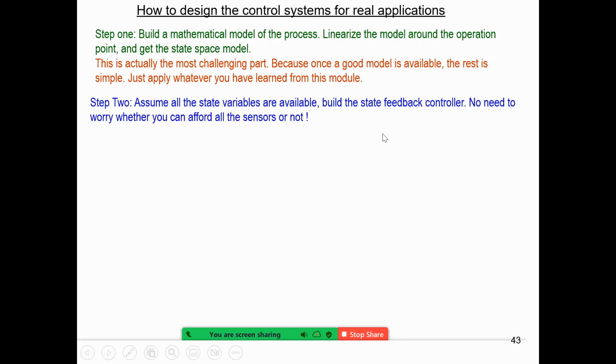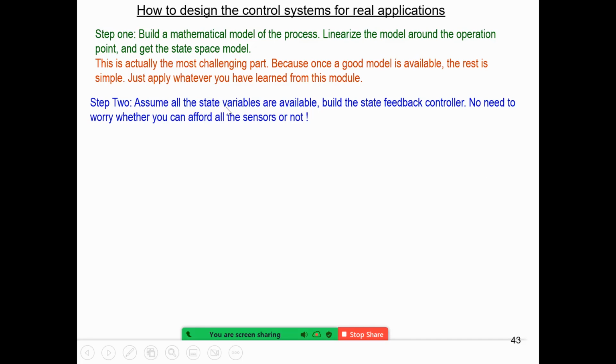Of course, nowadays, people also have some way. If you don't have the model, they can build a black box model with AI. But there's some very active research being done in that direction.